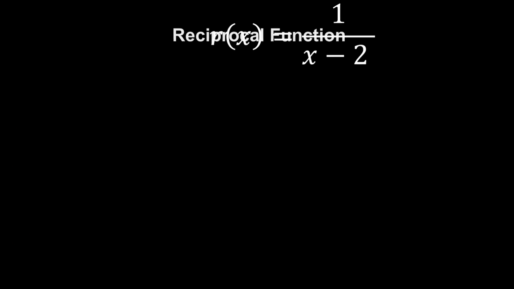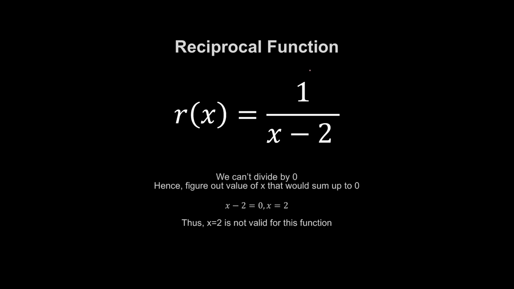So this is what we can see in reciprocal functions. Just a recap: reciprocal functions are always represented by a fraction where the numerator is a constant and the denominator is a polynomial. Always remember, we cannot divide by 0. So in this case, x cannot be 2, or else this function is not going to be valid.